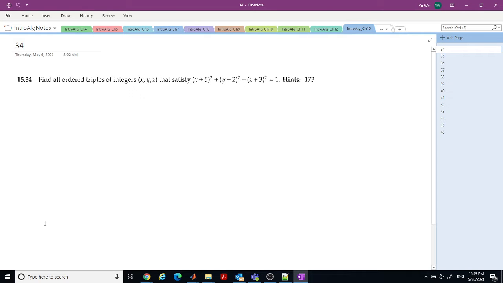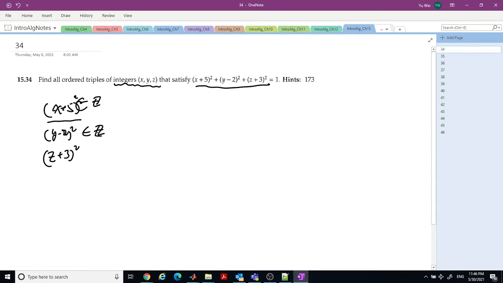Okay, so let's move on to the challenge problem of chapter 15, Intro to Algebra. The first is to find all ordered triple integers that satisfy this one. You can see that x plus 5 is an integer, and y minus 2 is also an integer, and z plus 3 is also an integer. Each of the squares is the square of an integer.